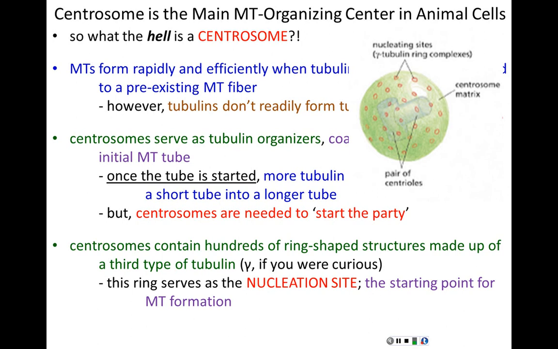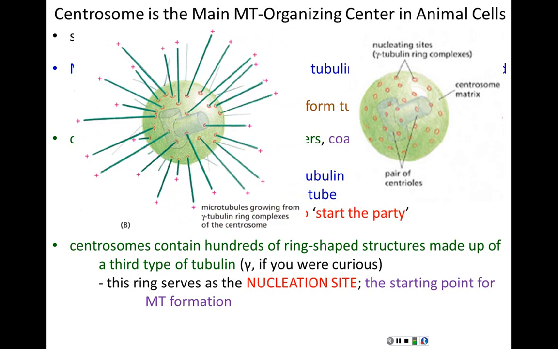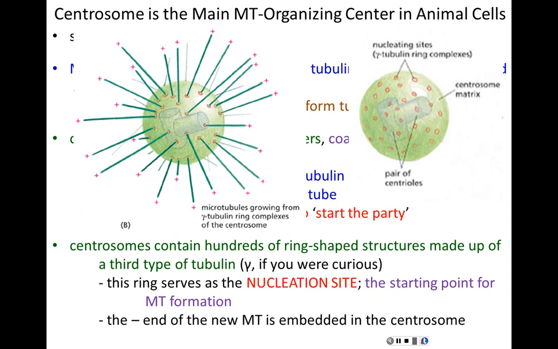Alpha and beta dimers of tubulin will join onto these rings, just as they would join pre-existing tubes. And as those alpha and beta subunits join, they extend the length of the microtubule, starting at the ring on the centrosome and extending outward. The minus end of the microtubule, again keeping this idea of polarity in mind, is the end that's embedded into the centrosome. The plus end is the growing end, and it grows outward from the centrosome towards the cell periphery, meaning the interior face of the cell membrane.